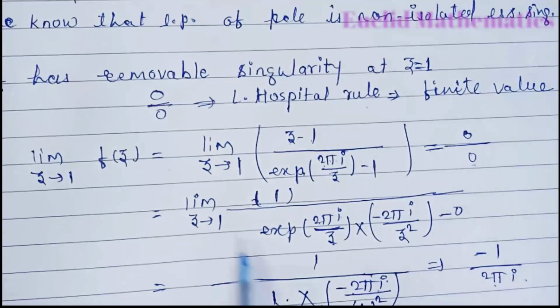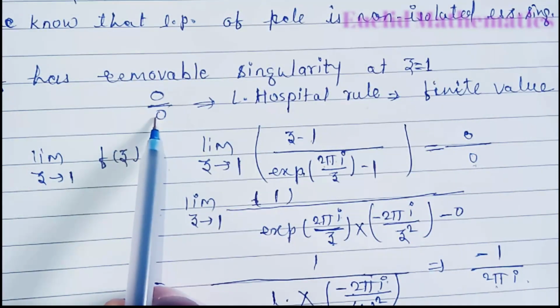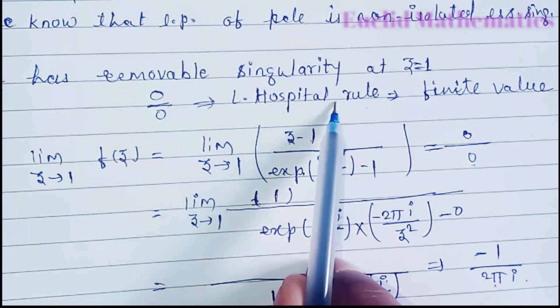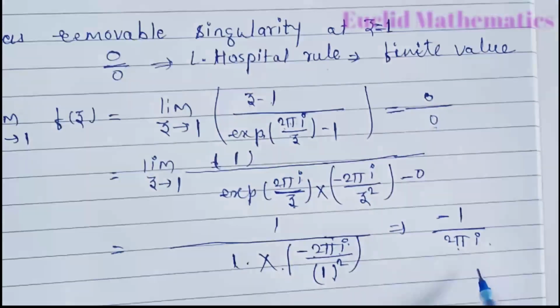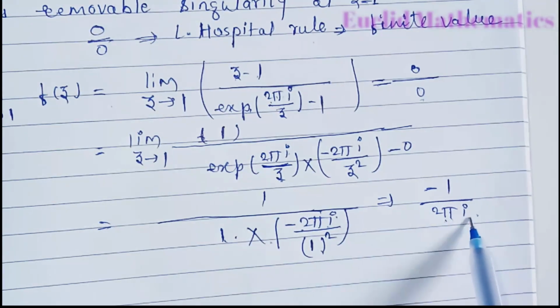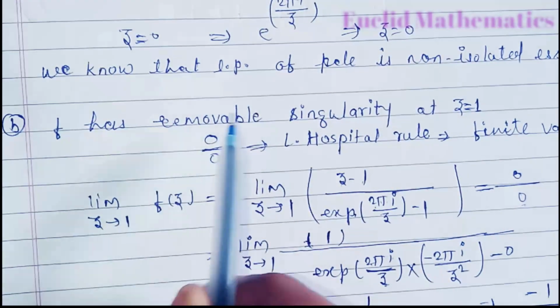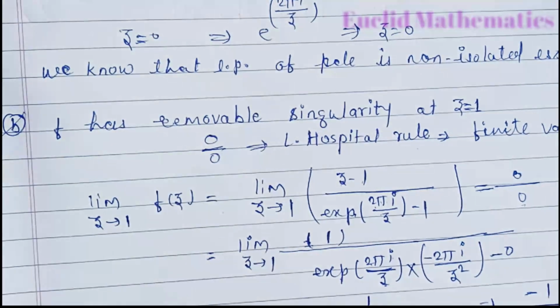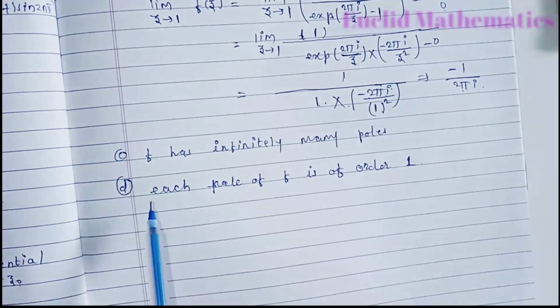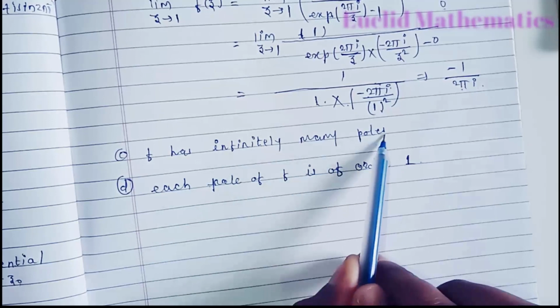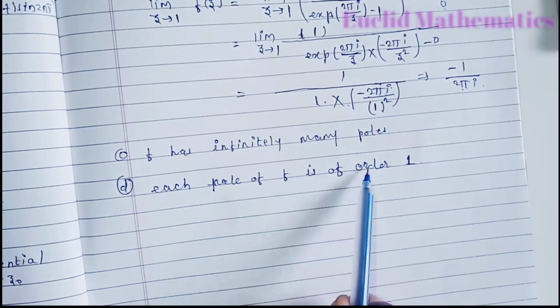Here, first we applied the direct limit, which came 0 by 0 form, then we applied L'Hospital rule, and by using it we got the value of our function, minus 1 upon 2 pi I, which is finite and exists. That means option B, which says that f has a removable singularity at z equal to 1, is true. Now option C, f has infinitely many poles, and option D, each pole of f is of order 1.